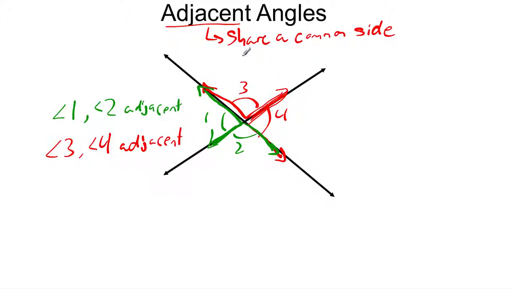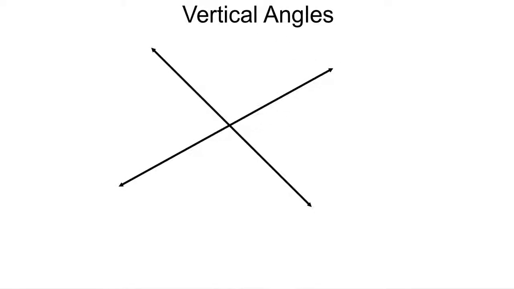So the key is that these angles share a common side. And they can't have any common interior points, but just focus on this. Now vertical angles, so let's again draw some intersecting lines here. So I have two intersecting lines. Vertical angles are non-adjacent angles. So basically they do not share a common middle side.